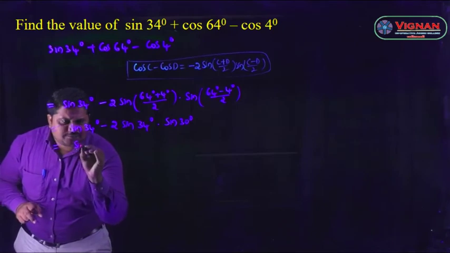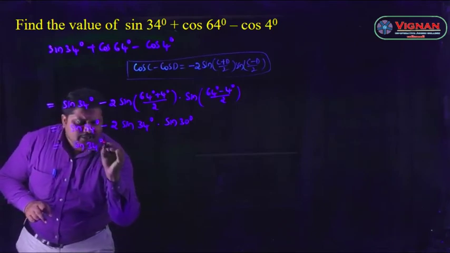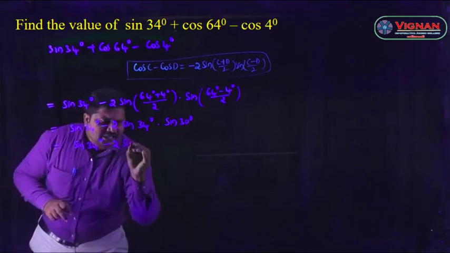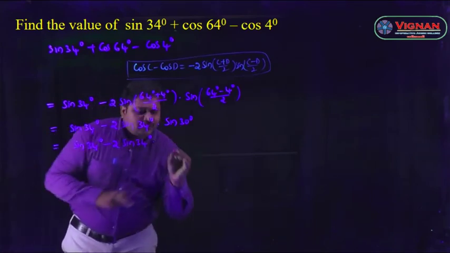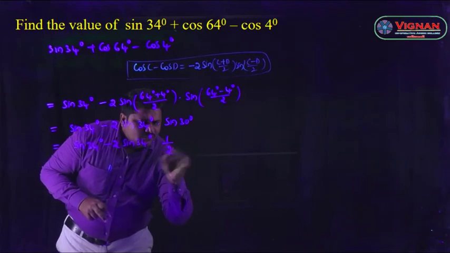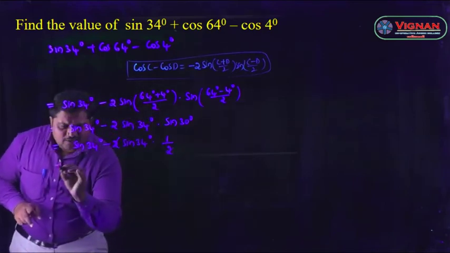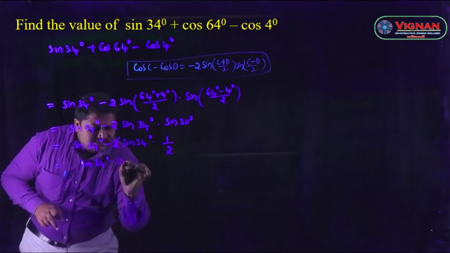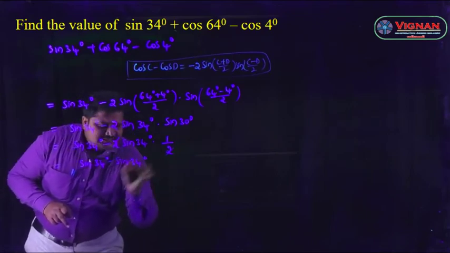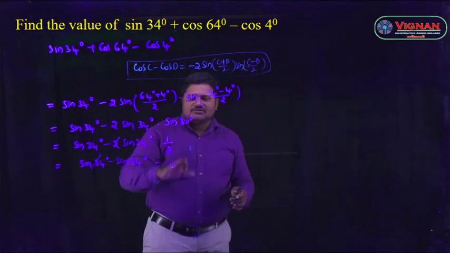Next step is sin 34 degrees minus 2 sin 34 degrees. Here the value of sin 30 we know already is 1 by 2. The 2 gets cancelled. Then we get sin 34 degrees minus sin 34 degrees. This gets cancelled, which is equal to 0.